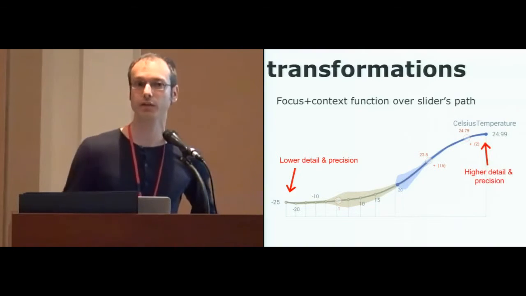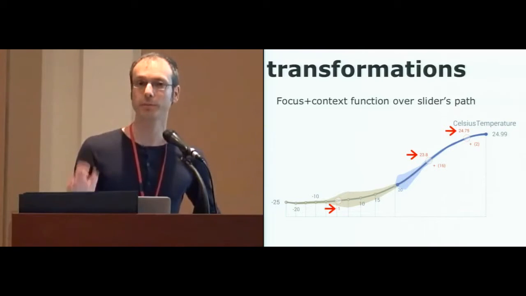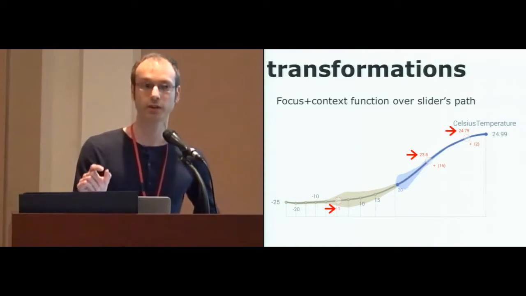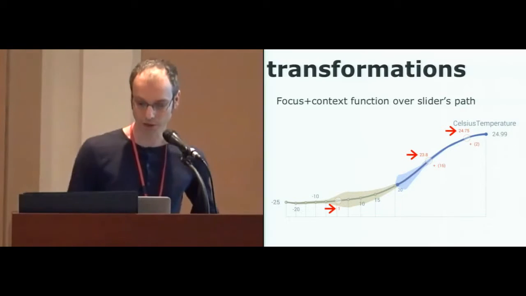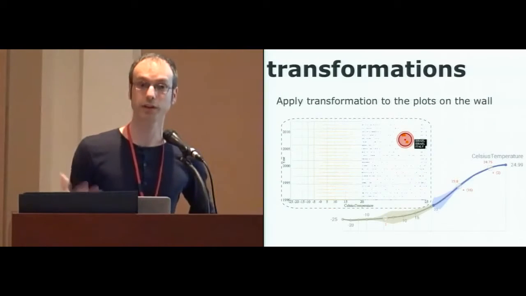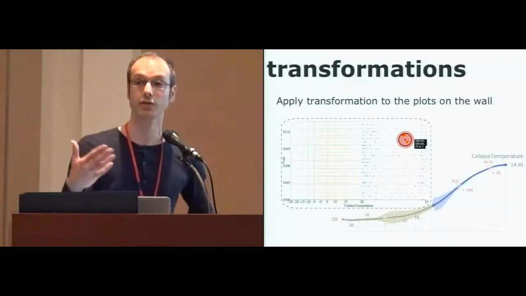And you can see how this transformation also affects the precision of the values on top of the slider. So here you see slider cursors, and you can see how the precision of the values, the range that they cover, changes along the path of the slider. Then the transformation is also applied to the visualization of the wall by themselves.